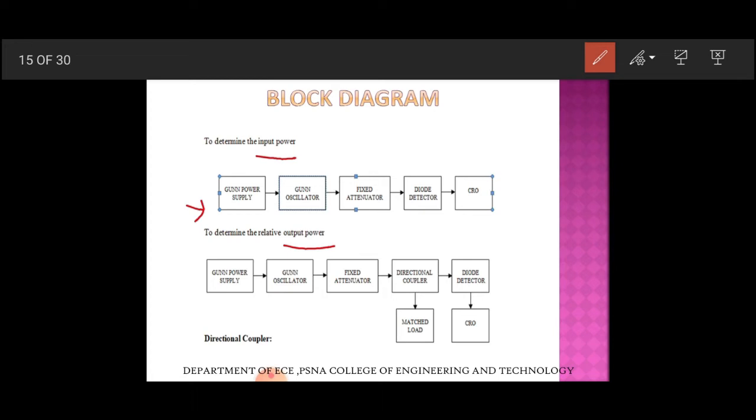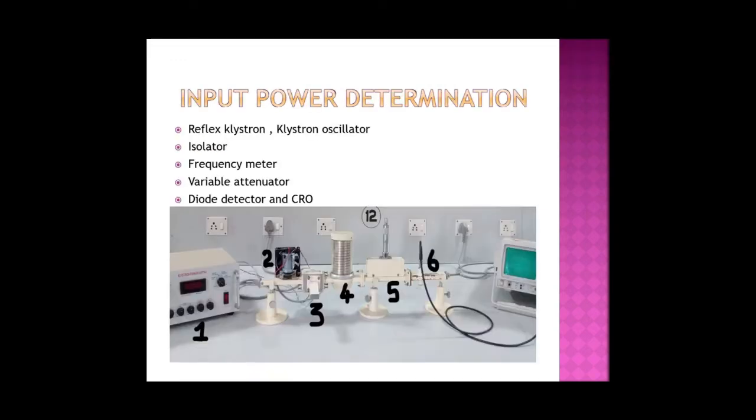So, if we are using the gun diode in the laboratory, then the block diagram looks like this. It is gun power supply, gun oscillator, fixed attenuator, diode detector and CRO for determining the input power. If we are using the gun diode for the relative output power measurement, then the directional coupler has to be connected between the fixed attenuator and diode detector.